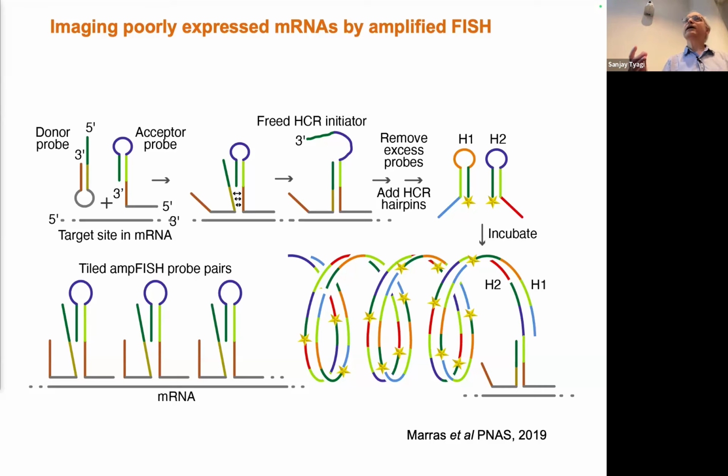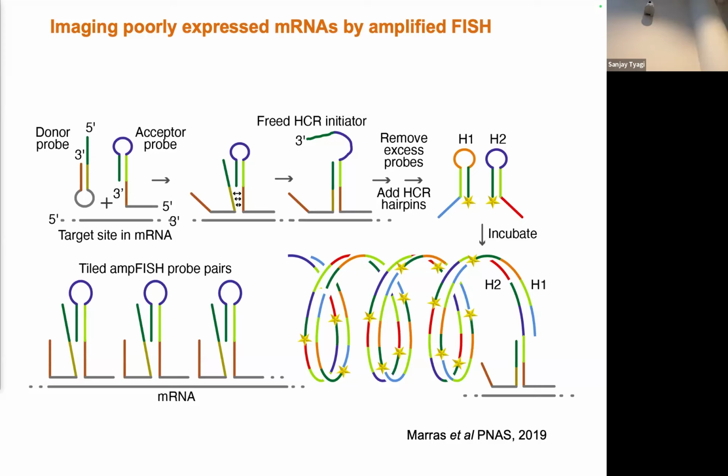And the way this technology works is that you have two probes that are not labeled by themselves, but these probes are designed like hairpin structures that's shown in the upper left. And when they bind to their target next to each other, they interact and free up this sequence, blue and green, that can initiate the chain reaction when you add these two labeled hairpins. And this reaction is called hybridization chain reaction.